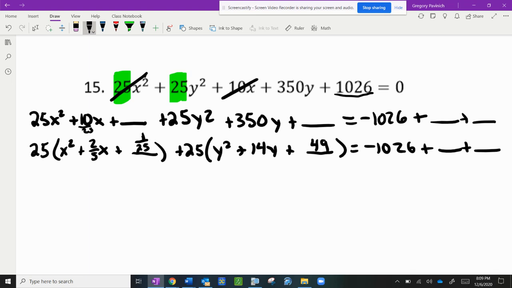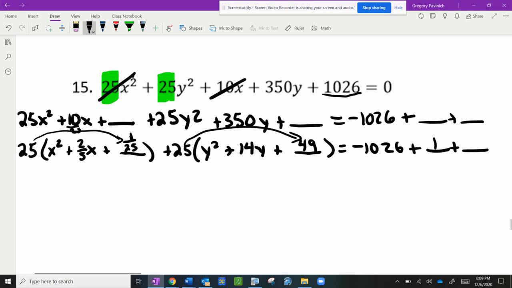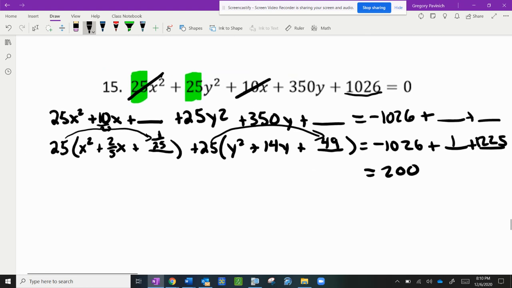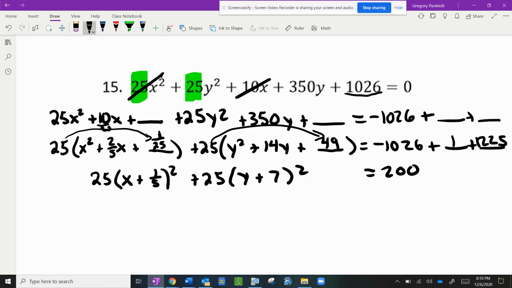Don't forget, I didn't really add a 1/25 because of the distributive property. I have to multiply those together, and 25 times 1/25 is 1. And then 25 times 49 is 1225. This reduces down to 200. And I'm going to be able to factor 25(x plus 1/5) squared plus 25(y plus 7) squared.